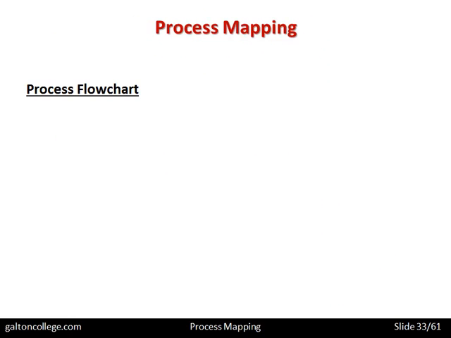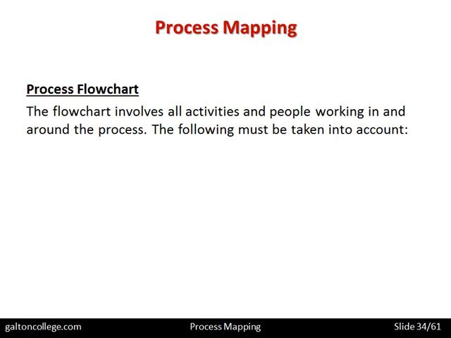Now, the process flowchart. The flowchart involves all activities and people working in and around the process. So the process flowchart involves all the activities and people working in and around the process. And the following must be taken into account. The people who do the work. That's important. Important to know who's involved.